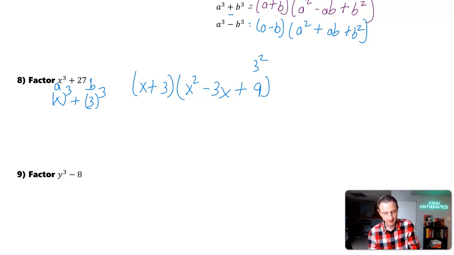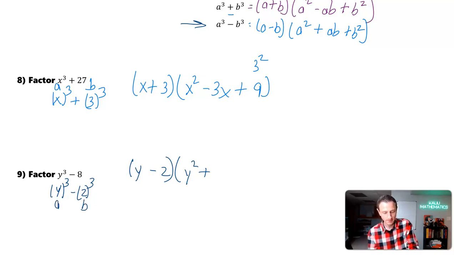Number 9. Factor y to the third minus 8. This is a difference of two cubes because y is being cubed and 2 is being cubed. 2 to the third is 8. So now I'm using the difference of two cubes. So that's going to be y minus 2 times y squared plus a times b. So that's going to be 2y plus b squared is 2 squared. So that's 4.